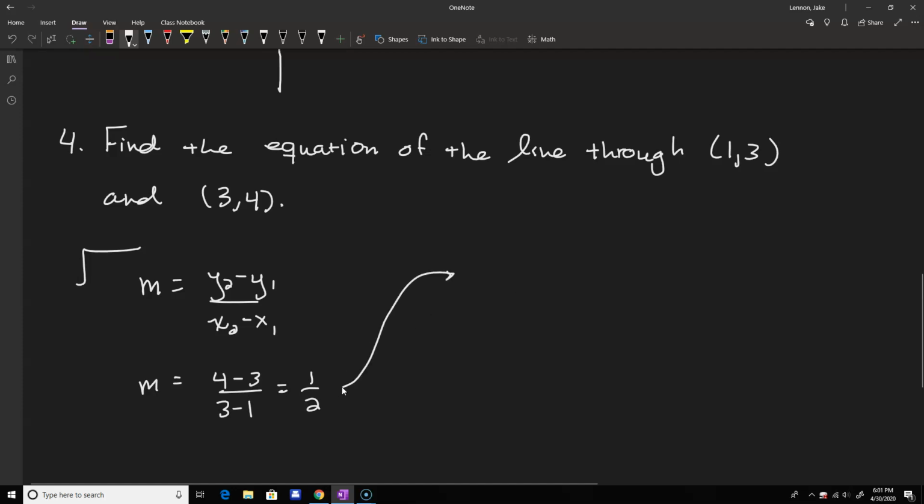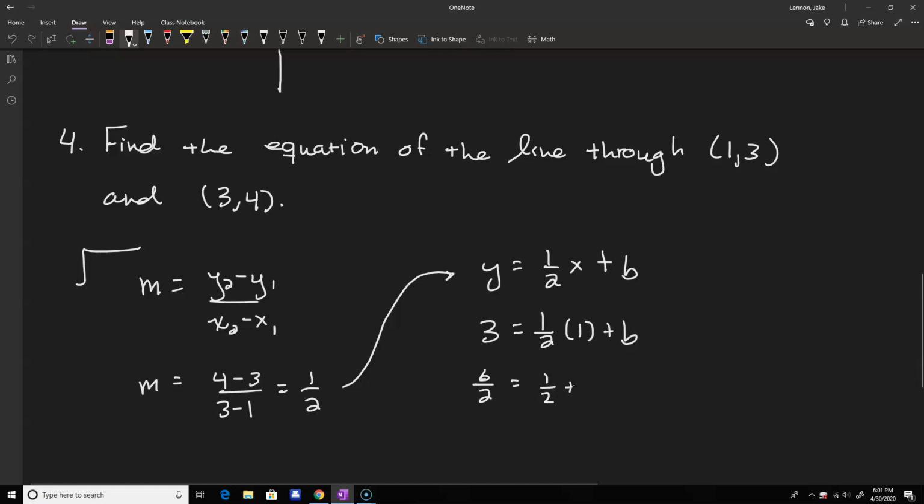And then we know that the equation of our line has to look like y equals 1/2 x plus b, which is your y-intercept. So we can plug in either of the 2 points and solve for b, and that'll give us our equation. So let's plug in the first pair. So 3 replaces y, and 1 replaces x. So to combine the fractions, we want to get a common denominator, which is going to be over 2. So 3 is the same as 6 divided by 2.